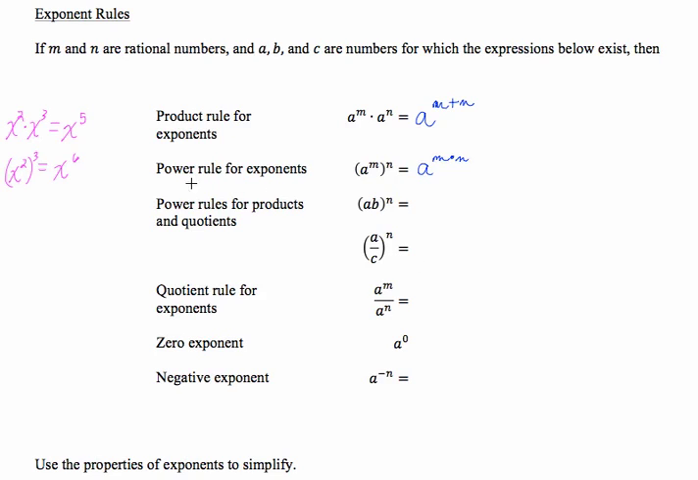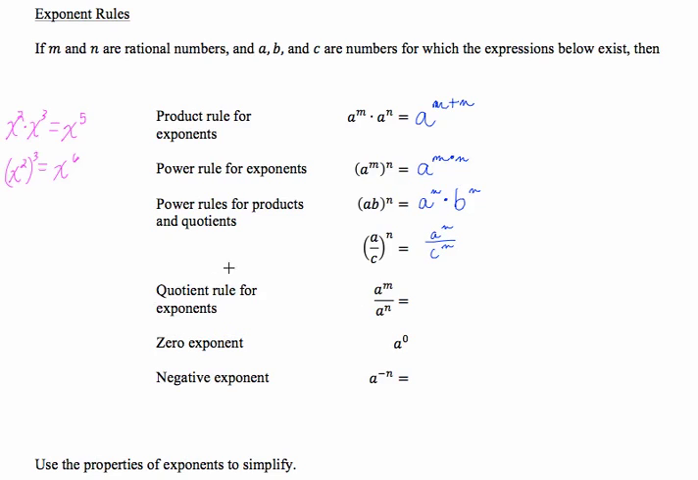And next is the power rule for products and quotients, meaning if two things are being multiplied inside a set of parentheses that is all raised to a power, you raise both things in the parentheses to that power. So ab all to the power of n is the same as a to the n times b to the n. Or if you have a fraction, same thing. a over c to the power of n is the same as raising the numerator to the power of n and raising the denominator to the power of n. So you would have a to the n over c to the n.